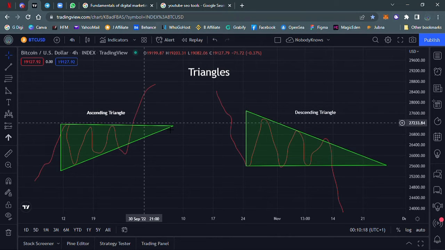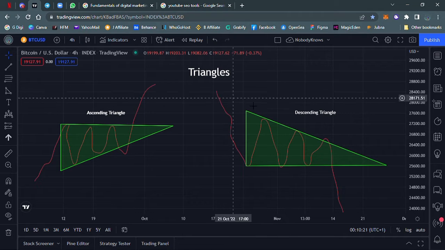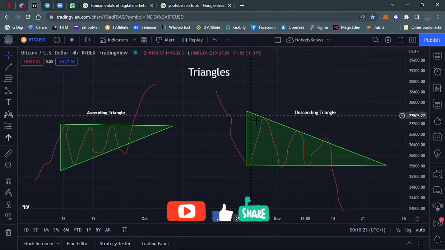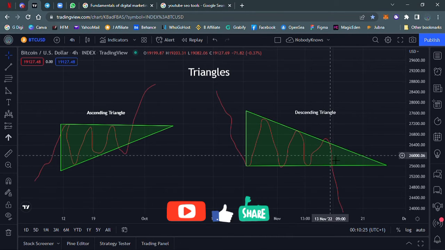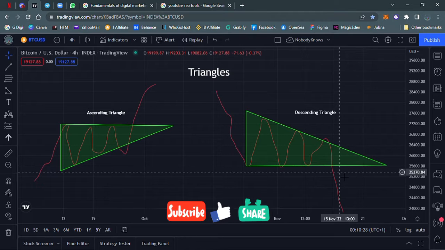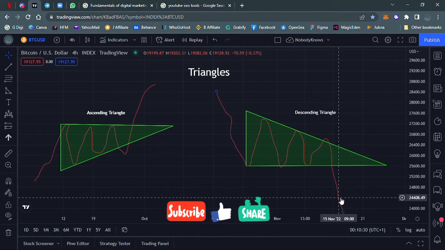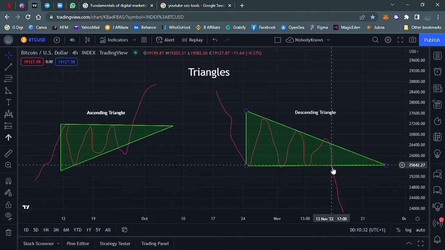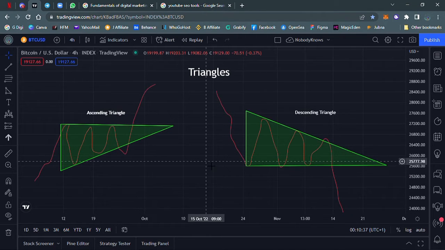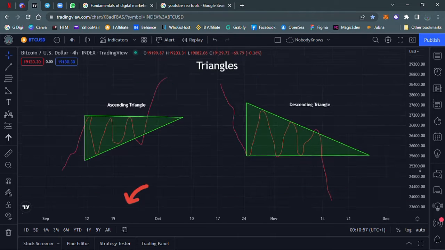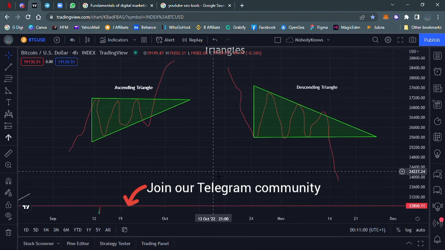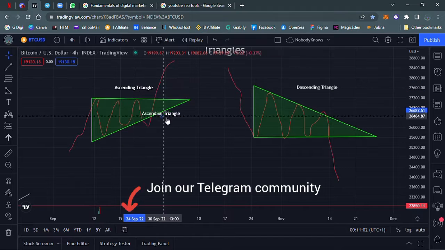Also in a descending triangle, 90% of the time it is going to result in a bearish market. 90% of the time it breaks down and not breaks out. So there are confirmations you need here to know when to enter and if to enter at all. Now that being said, we have one more, and that is your symmetrical triangle.